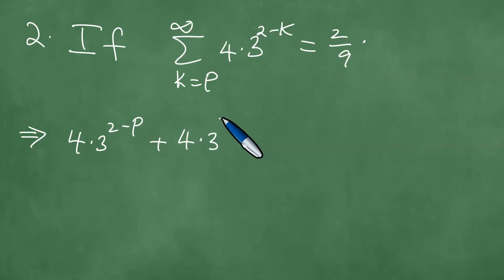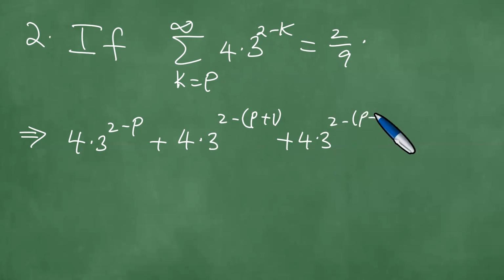Which means we're going to have 2 minus, in the place of k, p plus 1, because we start with p and then the next one is p plus 1 in the place of k. And then the next one is p plus 2, and the pattern continues. And then this is 2/9, like this.